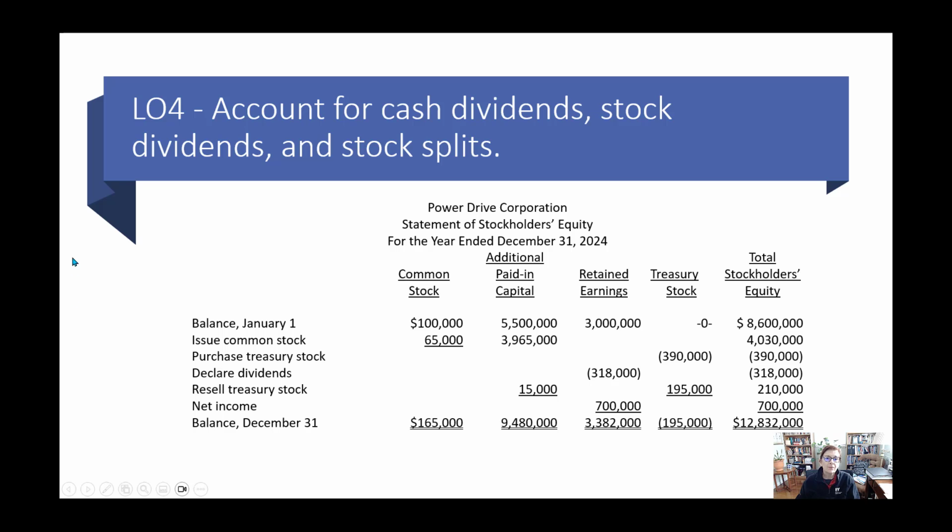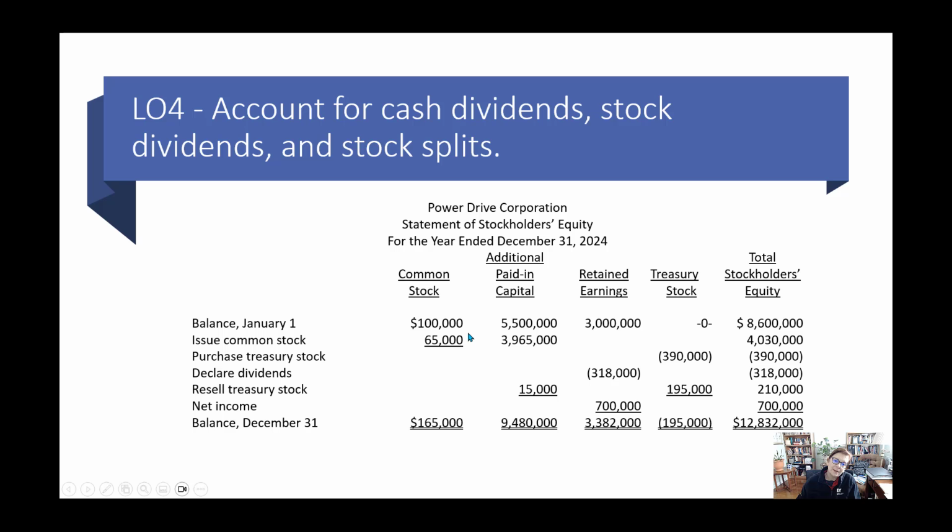All right, now let's look at this here. This is a statement of stockholders' equity, and it has some new things in here. Remember that a statement of stockholders' equity shows your beginning balance, issuances of common stock. In this case, we have a purchase of treasury stock, declaring dividends, reselling treasury stock, and then the net income for the year.